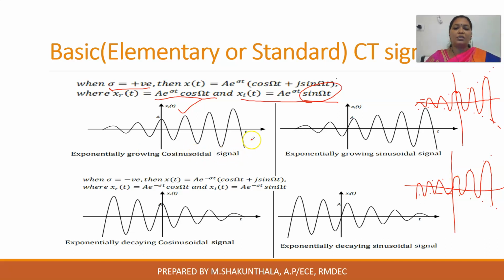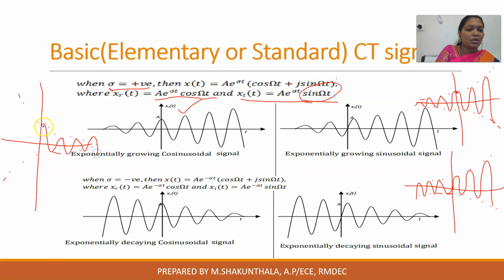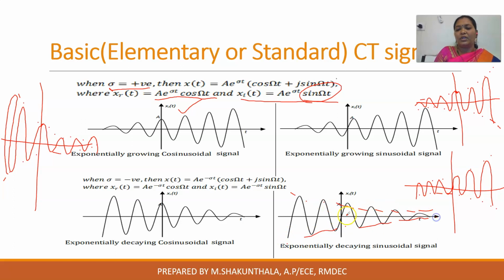Similarly, when sigma equal to negative, okay, you will get exponentially decaying signal. Okay, so just draw a decay like this. Okay, within that draw a cosinusoidal signal and sinusoidal signal. Okay, so I have drawn cosinusoidal signal here. Similarly, draw a decaying signal, within that draw your sin. This signal is exponentially decaying cosinusoidal signal, this signal is exponentially decaying sinusoidal signal.